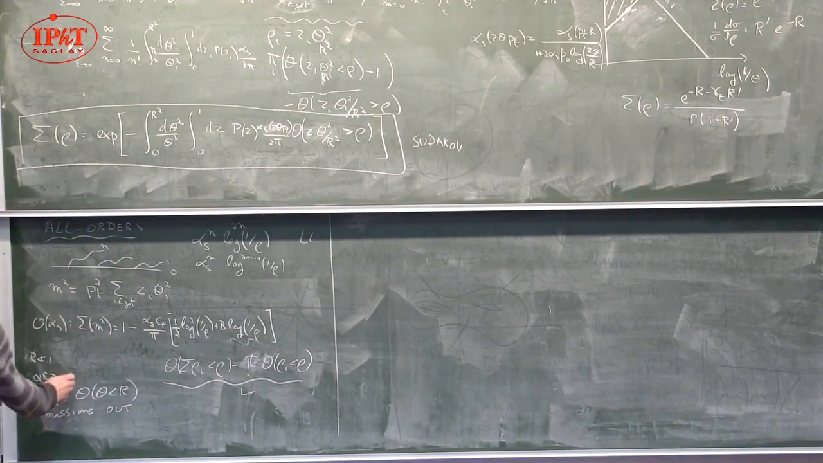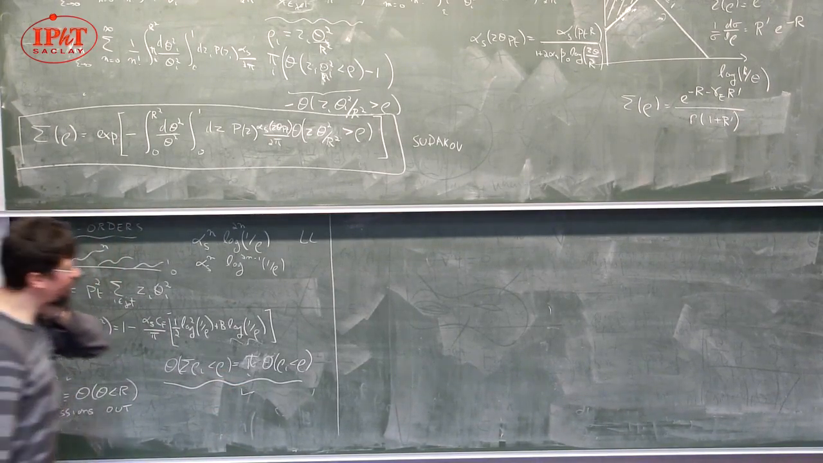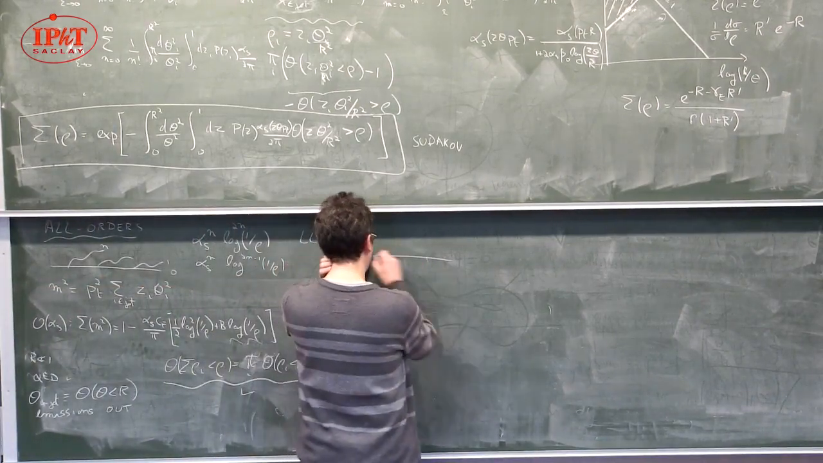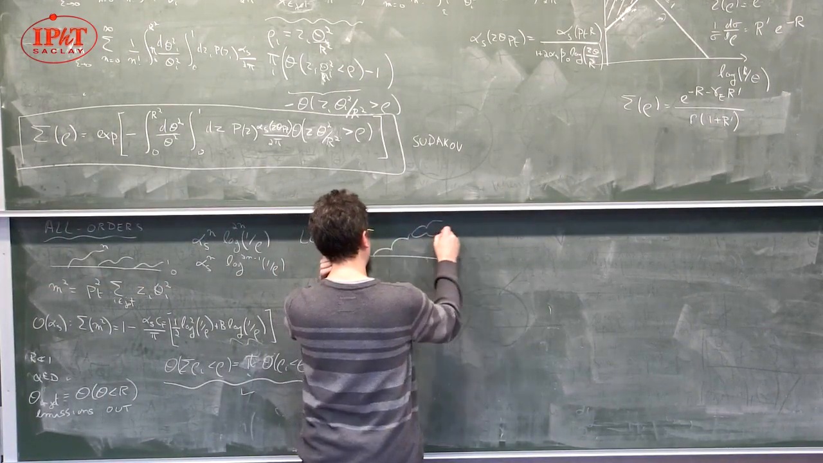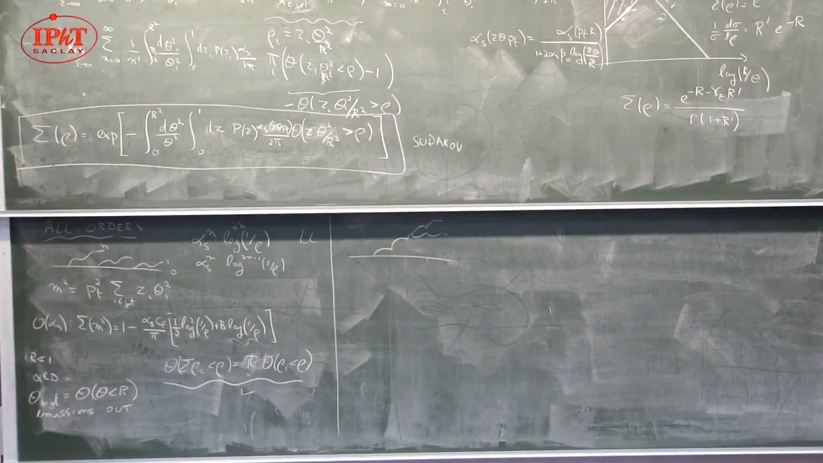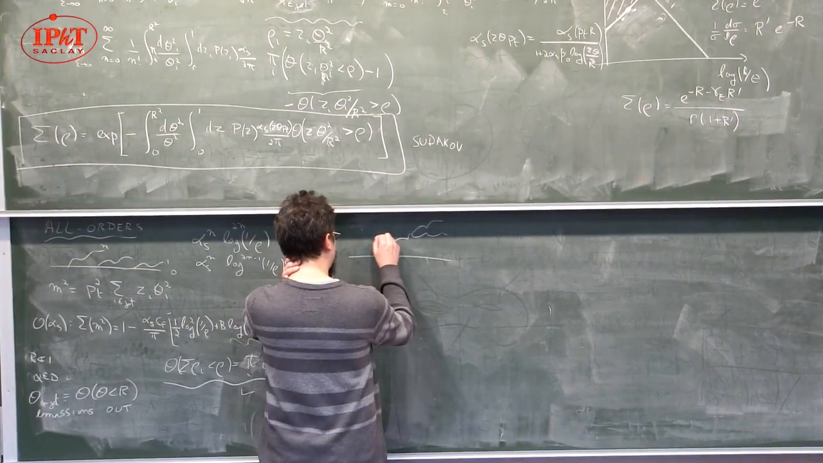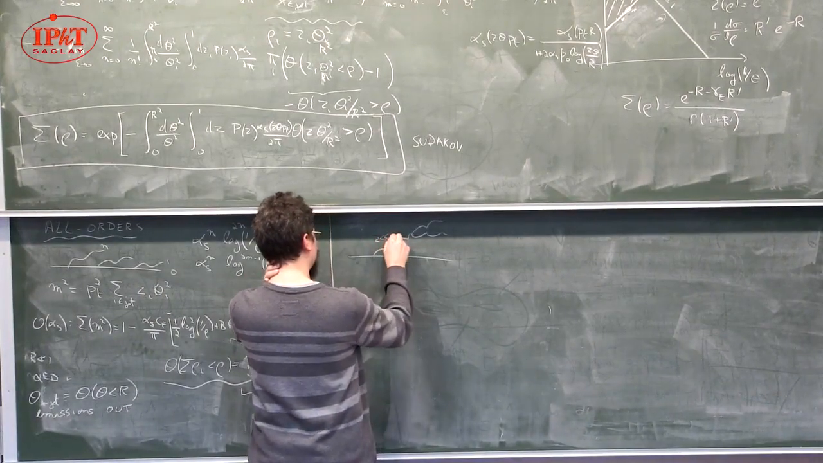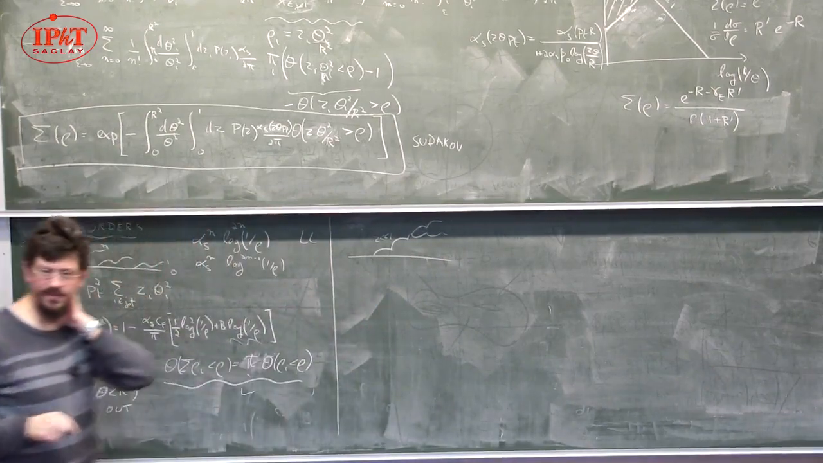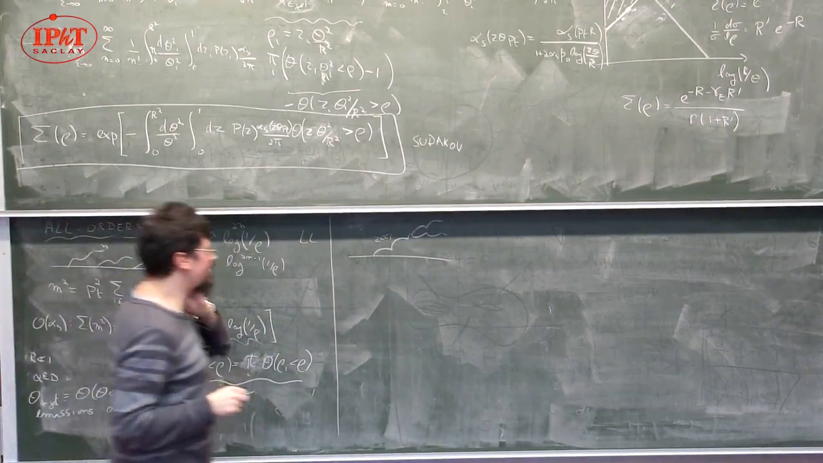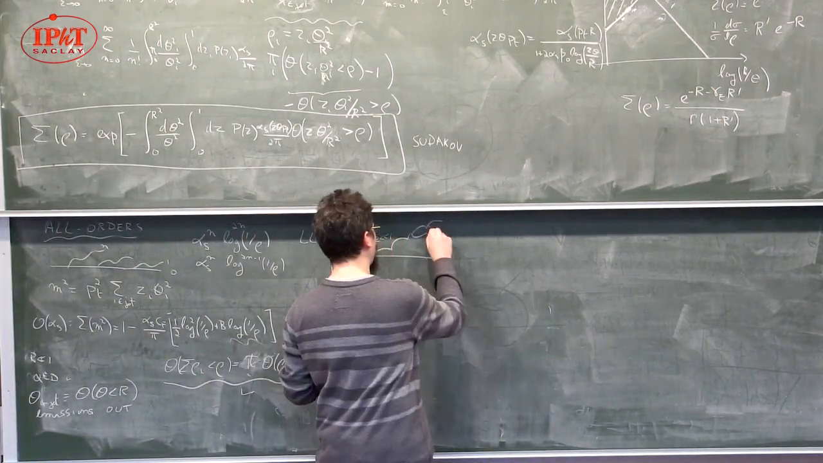Next one, QED. If you want to go beyond QED, you'll start to have to deal with cases like this. What do you do with this? Well, you start looking. So I want here an emission with a z much smaller than 1, and then this gluon splits. Okay? There's several cases. Either it splits at small angle.